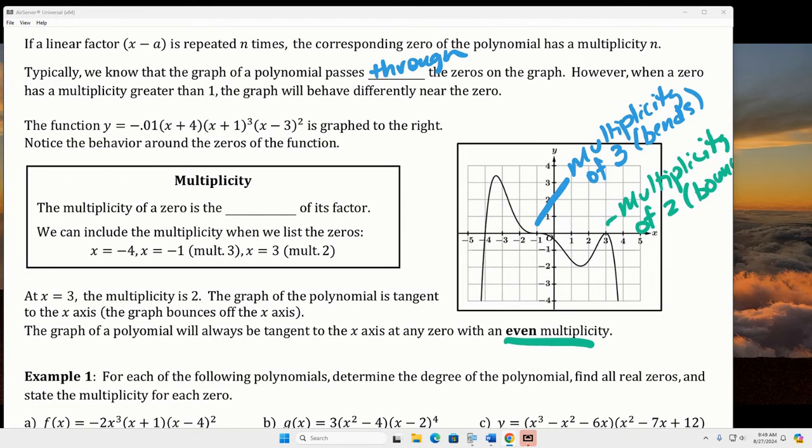All right. And then in that box, I kind of already said this, but maybe not exactly. The multiplicity of a zero is the power of its factor. So like we just talked about for this example, for negative 4, you can say it has a multiplicity of 1, but that doesn't really make sense because it's not a multiple factor. But it's not wrong if you do that. But negative 1 has that 3, so that's a multiplicity of 3. 3 has that 2, so it's a multiplicity of 2.